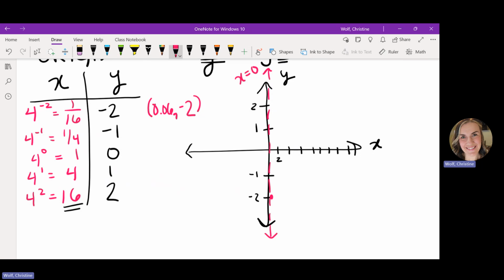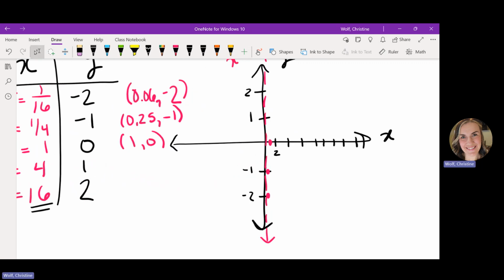All right, the next one is 0.25 and negative 1. Okay, so 0.25 on x and negative 1. I'm just a little bit further away from the asymptote. Next one is my intercept. So when x is 1, y is 0. Because I jumped by 2, I got to go halfway there. And so you can see I'm just slowly getting away from my asymptote. Next point is at 4, 1. So when x is 4, y is 1. And then finally 16, 2.